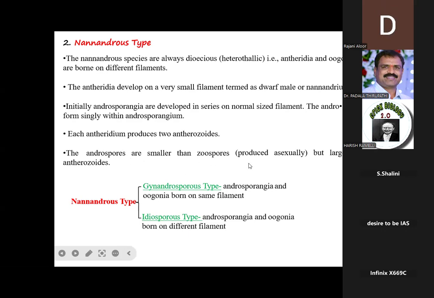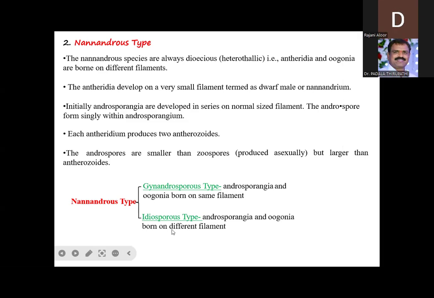Androspores are smaller than zoospores. Zoospores are produced in asexual reproduction. Here the androspore is very small. The Nanandrous species is again of two types: one is the Gynandrosporous type and the second is the Idiandrosporous. This is also very important for competitive examinations.